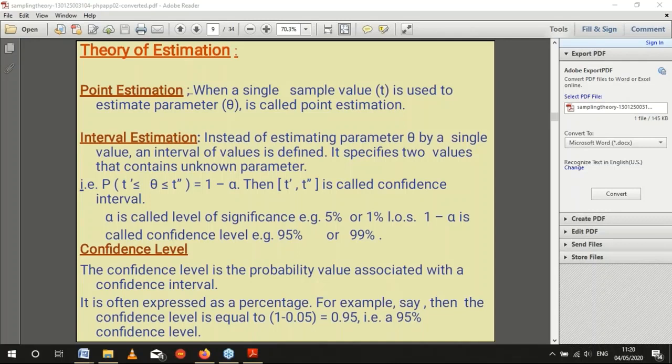That's 95 or 99. Then confidence, let's talk about confidence level now. Confidence level is the level in the probability value associated with a confidence interval. It is often expressed as a percentage. For example, say the confidence level is equal to 1 minus 0.05, which is equal to 0.95, which is a 95% confidence level. So we're going to be seeing some questions like that, and we're going to be trying to establish the fact or solve them.